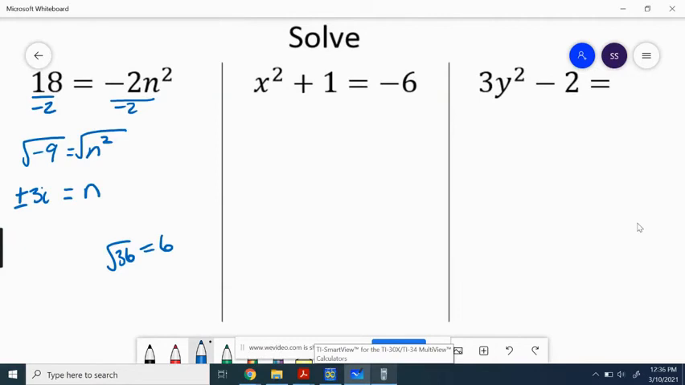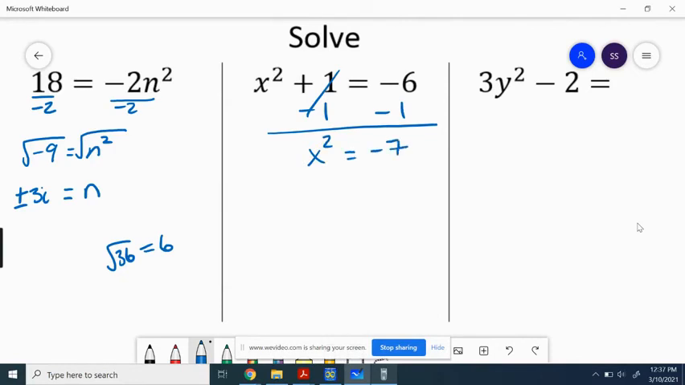So we got x squared plus 1 is equal to -6. I'm going to get that x squared by itself, so I'm going to subtract 1 on both sides. And I'm left with x squared is equal to -7. All right, now I want x by itself.